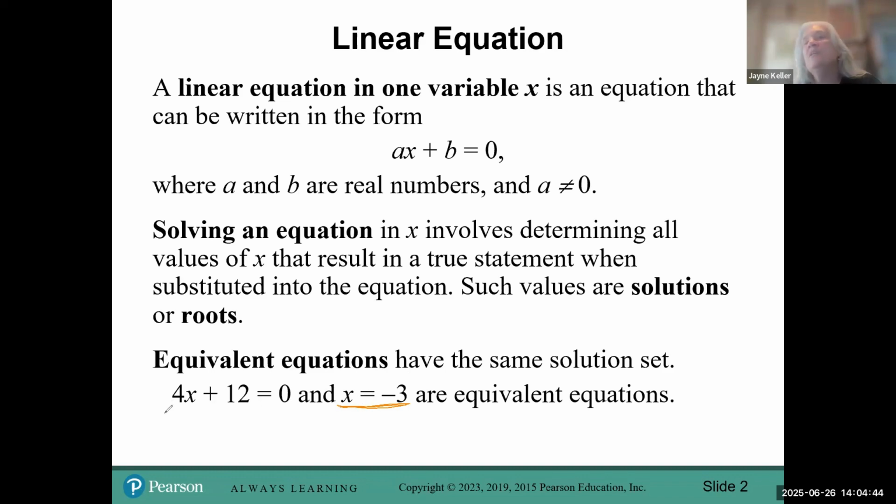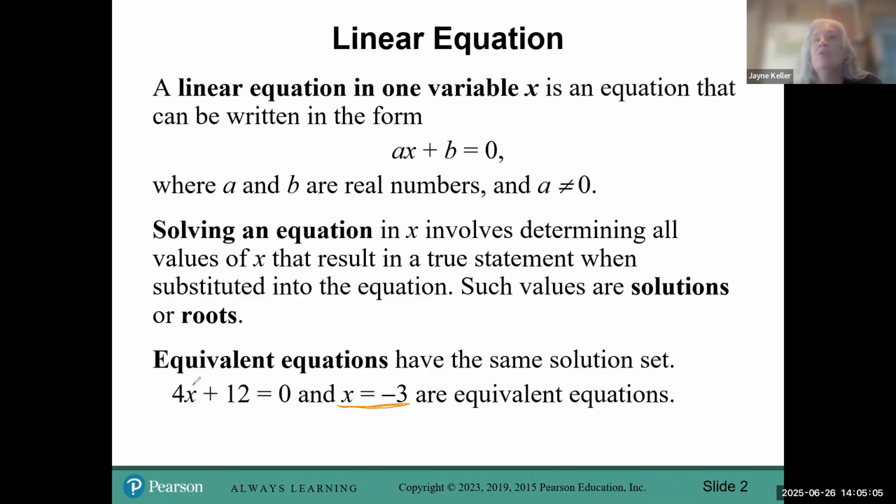And as long as we continue to use operations on both sides that give us an equivalent equation, then we know that we'll have the same solution. What do we mean by a solution? We mean values that when we replace the x, give us a true statement. And we call them either a solution or a root.